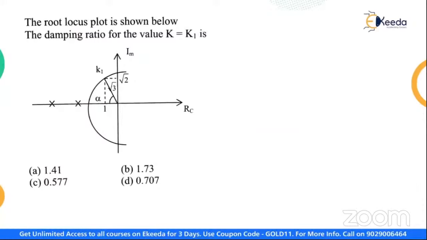Now next, the root locus. The root locus plot is shown below. The damping ratio for the value of k equal to k1 is what? Let us see that. Do you really know that our zeta is nothing but equal to cos phi? And that angle phi is nothing but how much?